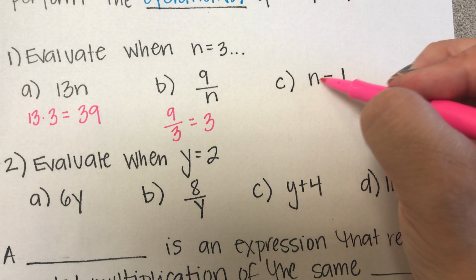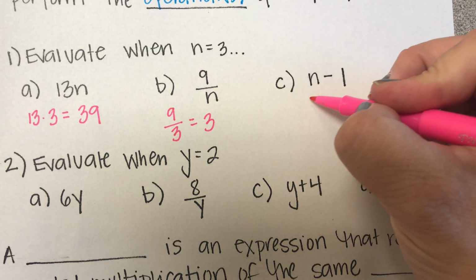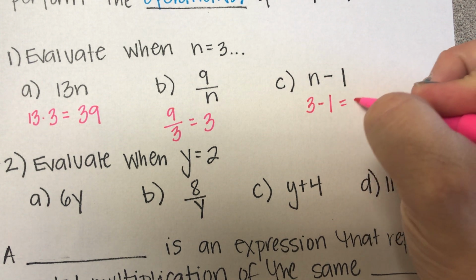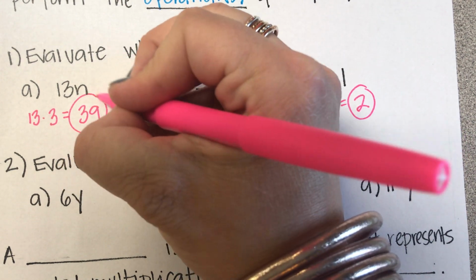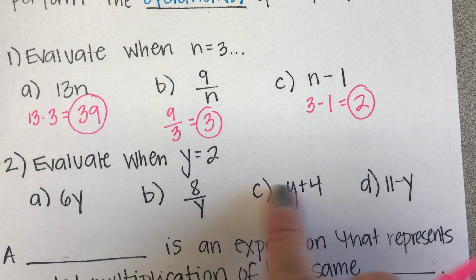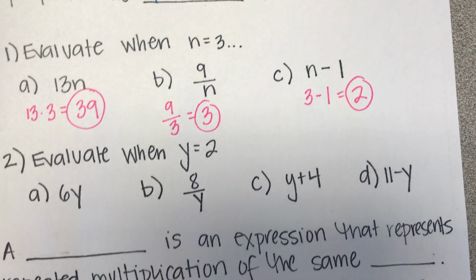And then this one, it's n minus 1. Remember, n, it tells us, is 3. So 3 minus 1 would be 2. It doesn't say n equals 2. We just simplified and evaluated, and our answers were 39, 3, and 2.